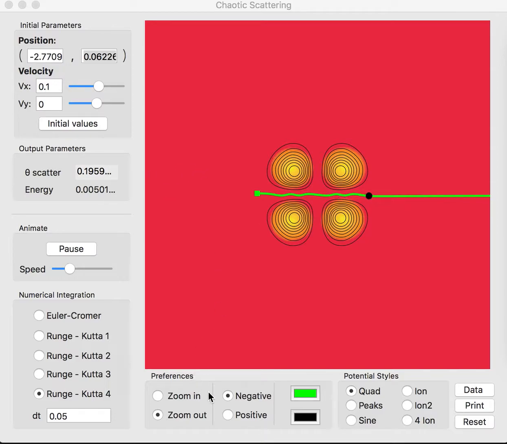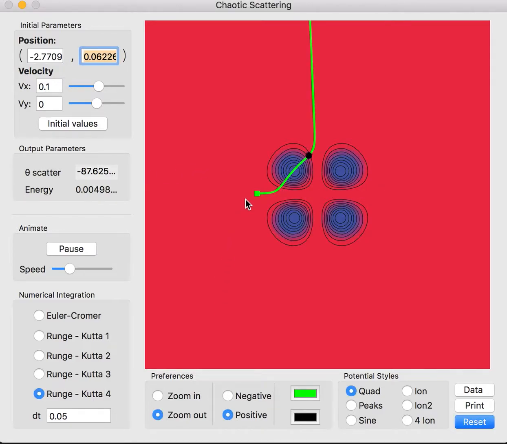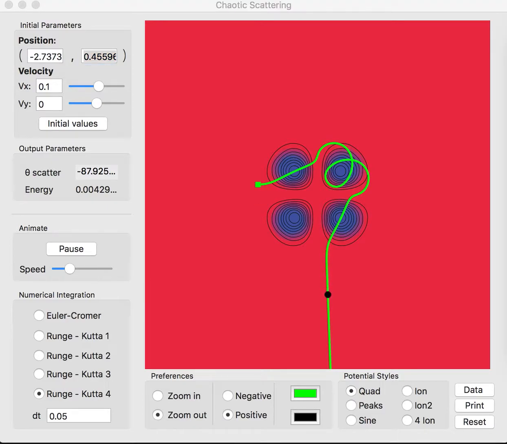Now, when we look at the valley system, we see that if we change the trajectory slightly, the final output seems to be changing drastically as well. So right now, the scattering angle is about 22 degrees, but a small change later, the scattering angle is about negative 87 degrees. And this is where the chaotic nature of the system comes in.